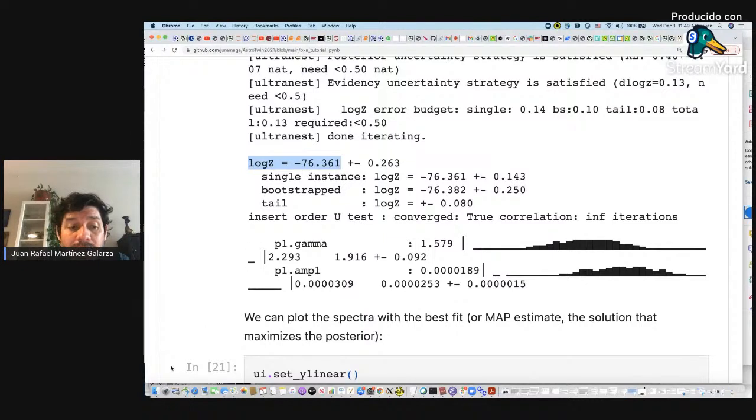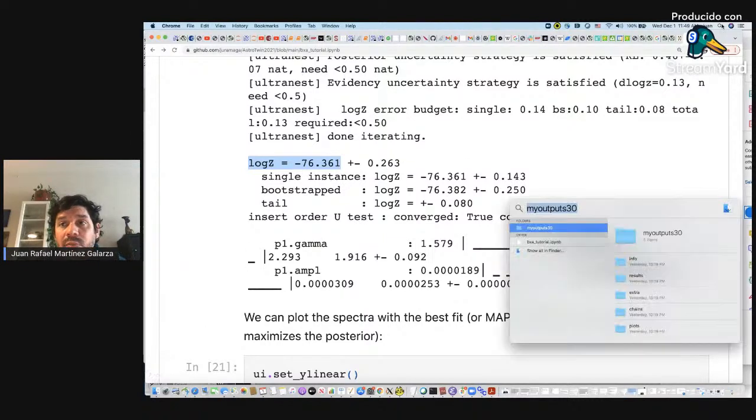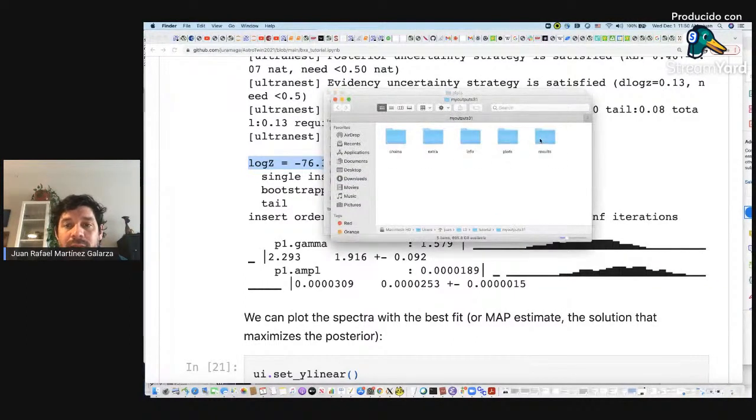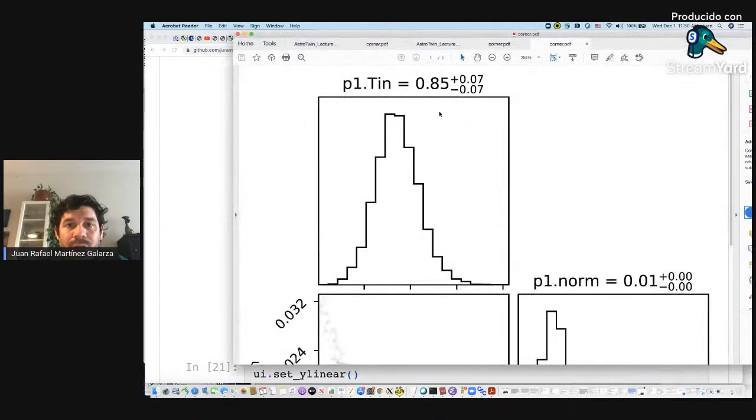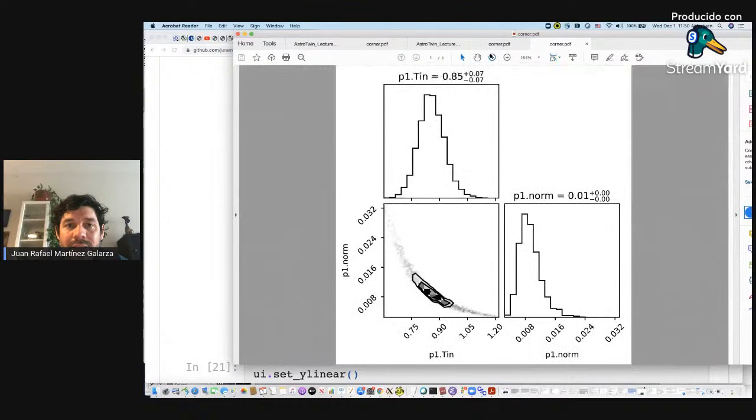So if you look at my outputs again, but for the fit using the disk, you can get your corner plot that shows you your fit, in this case for the new model. And you see that in this case, there's an interesting degeneracy between the temperature of the disk and the normalization.